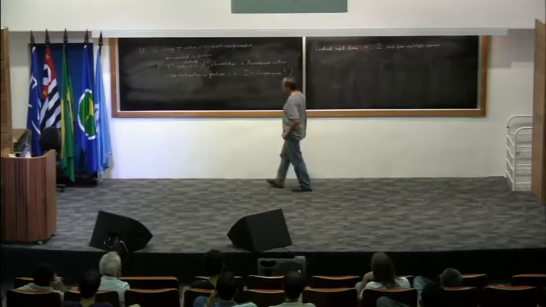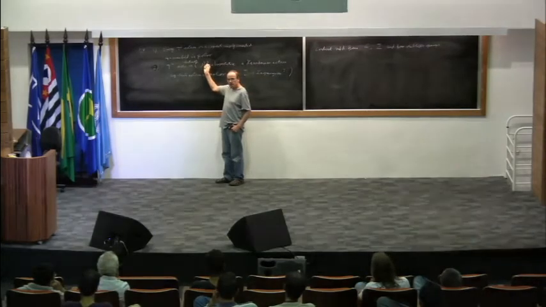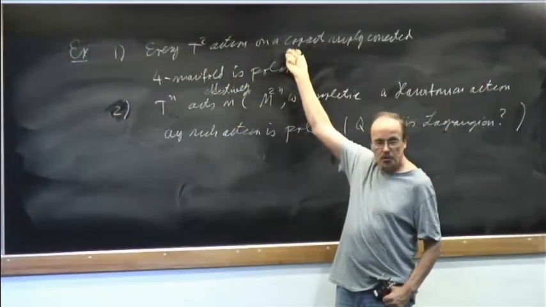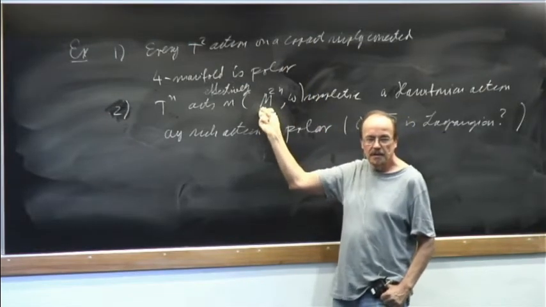For example, it's not true that every n-torus action on a manifold of dimension 2n is polar. That's not true. In dimension 4, it's true. In high dimension, not. But these special Hamiltonian actions, they're all polar. Okay.